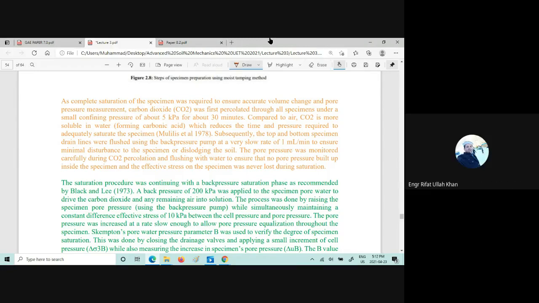So it is stating that complete saturation of the specimen was required to ensure accurate volume change and pore pressure measurement. Carbon dioxide was first percolated through all specimens under a small confining pressure of about 5 kPa for about 30 minutes. Compared to air, CO2 is more soluble in water, forming carbonic acid, which reduces the time and pressure required to adequately saturate the specimen.